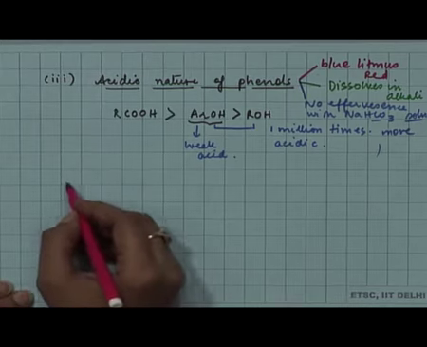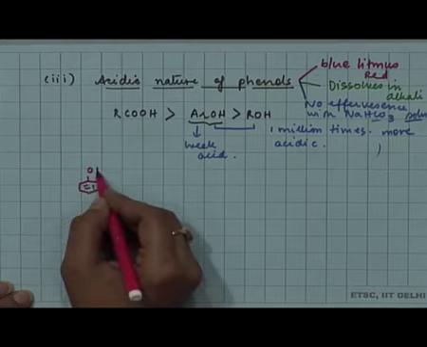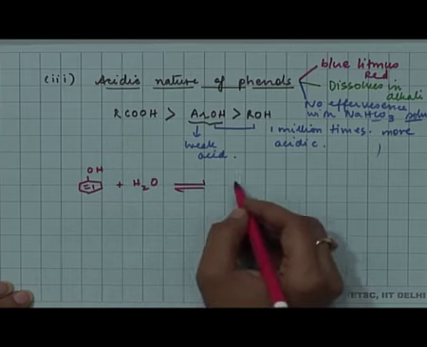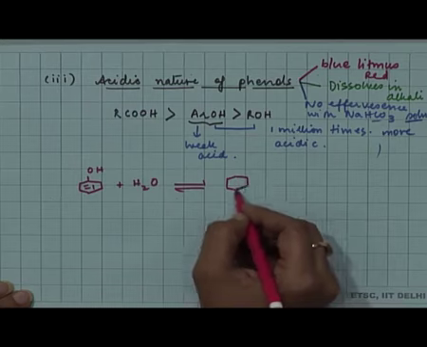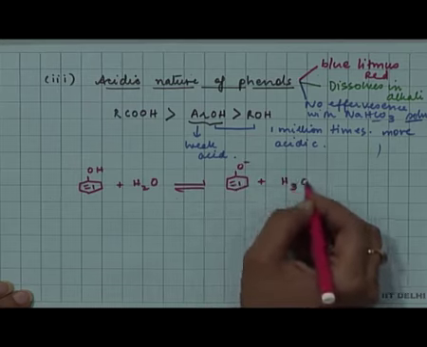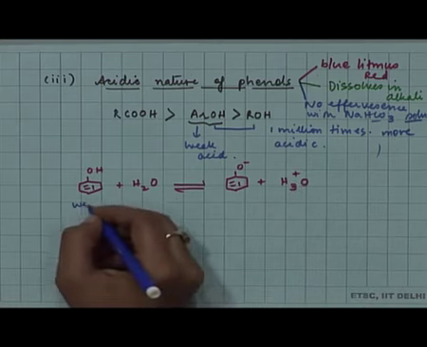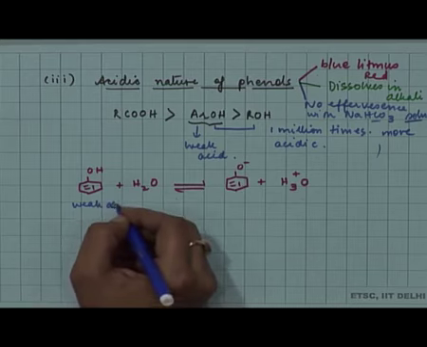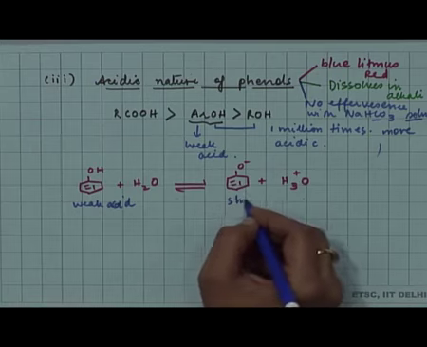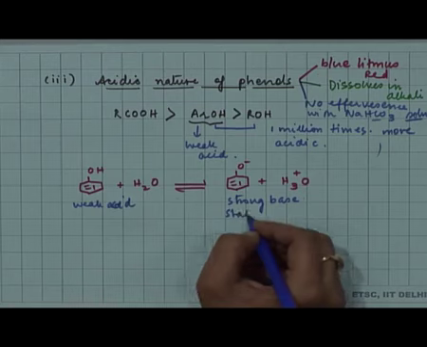If we look at the acidity of phenol in aqueous solution, it is weakly acidic and can give you this phenoxide ion. So, this is a weak acid and this is a strong base, and this is a very stable base at the same time.